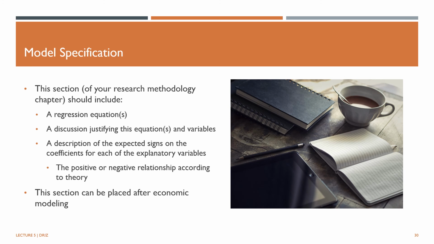The third component of the research methodology chapter is model specification. This section should include a regression equation, or equations if more than one, a discussion justifying this equation or equations and variables, a description of the expected signs on the coefficients for each of the explanatory variables, that is, are you expecting a positive or a negative relationship according to theory. This section can be placed after economic modeling.